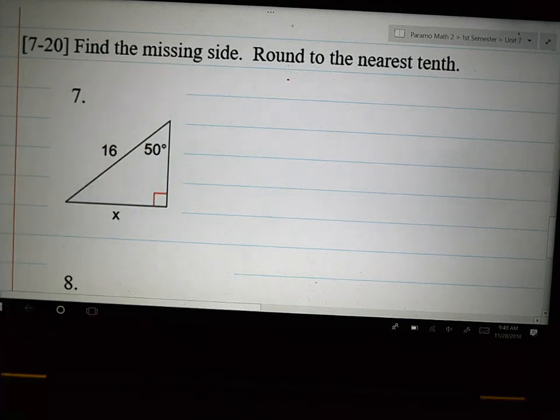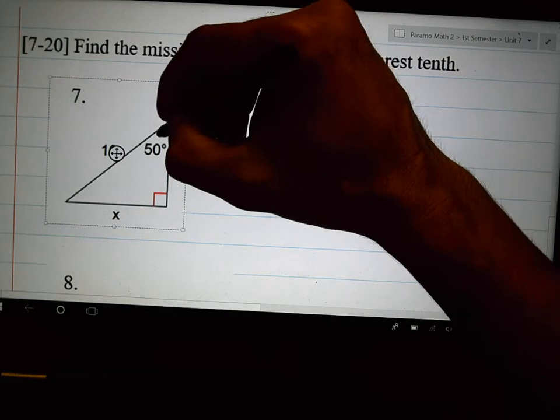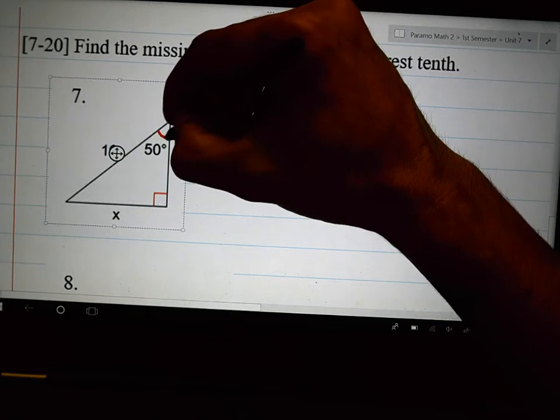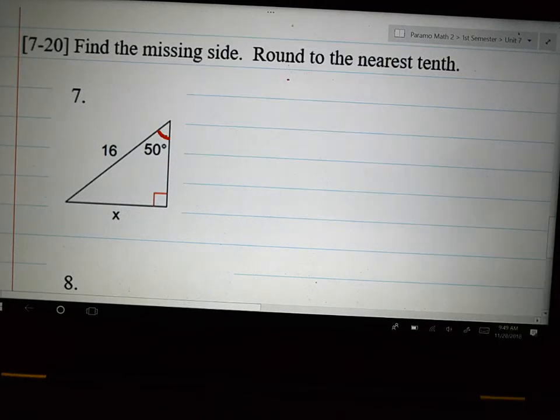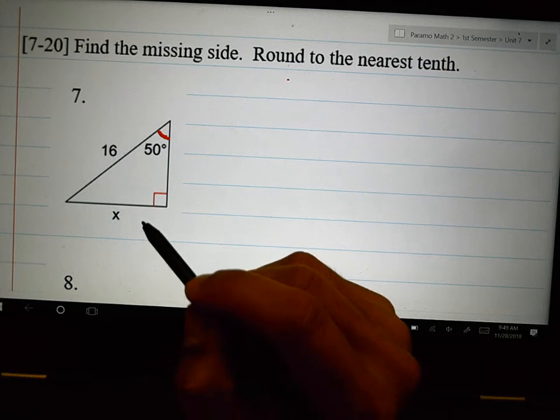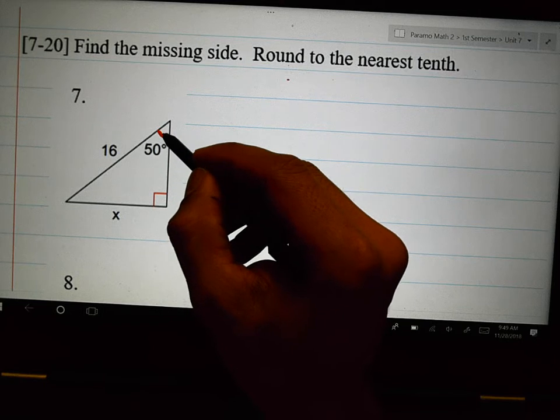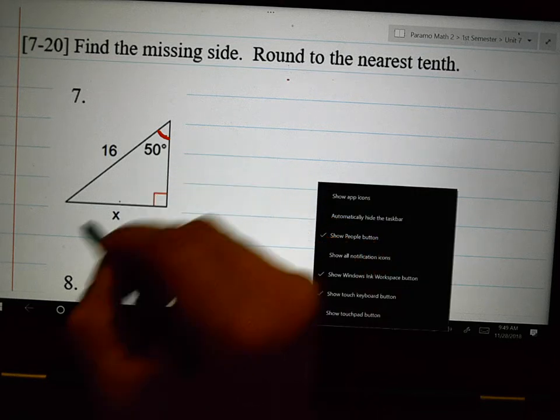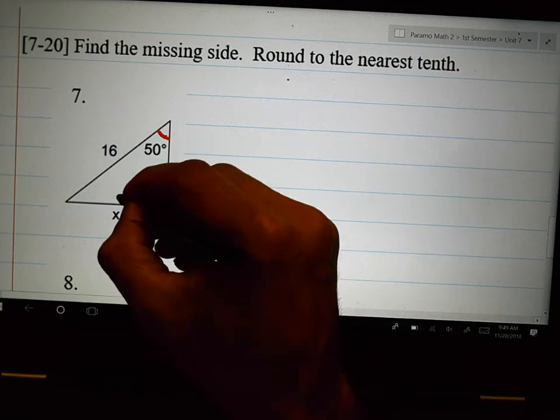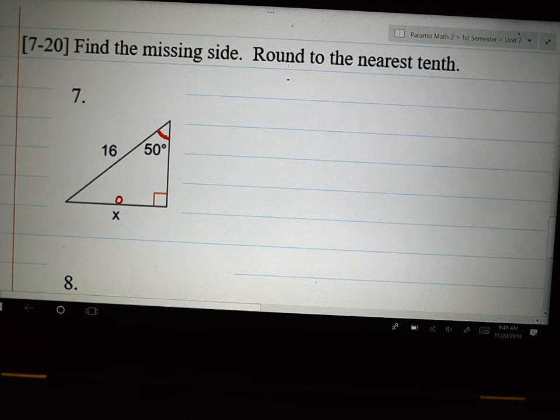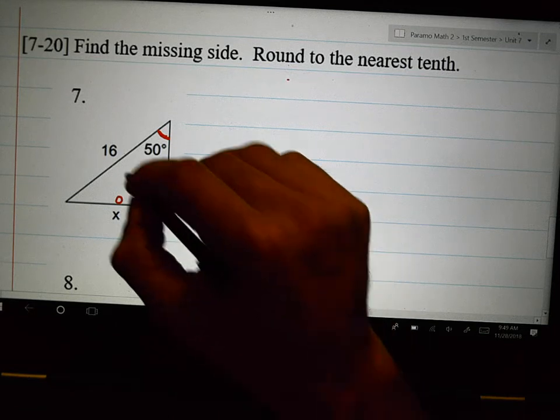So everything is exactly the same as what we did before, except they didn't tell you which one to use. So here's the deal. They gave you 50 degrees. Highlight it just like you did before. We're going to use the 50. Label it O, H, and A. What's O? What's opposite this side? Over here. That's O. Which one's H? Across from the right angle, the hypotenuse. 16 is the H.